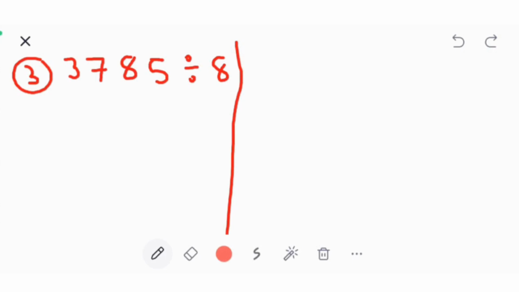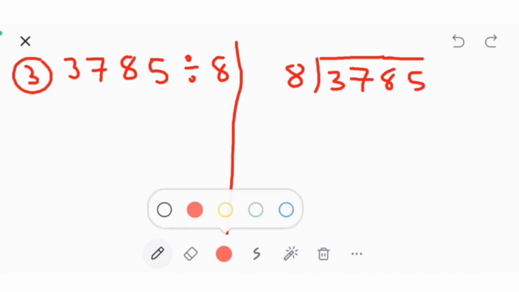As usual, draw the division symbol. Then inside, you write the first number, which is 3,785. Then the second number should be written outside of the symbol. Then you start with 1 digit. Start with 3. Can 8 go into 3? No, 8 cannot go into 3.